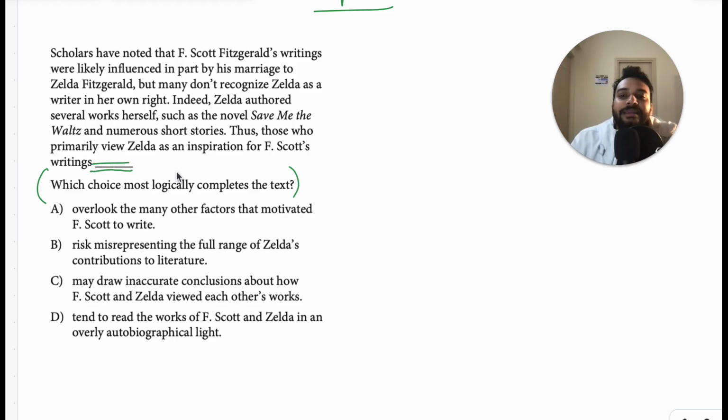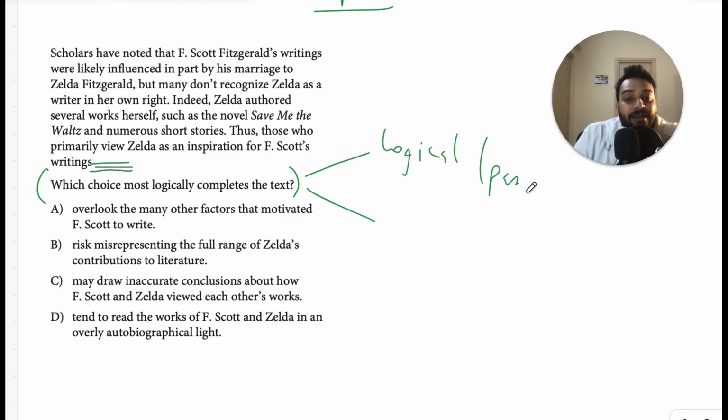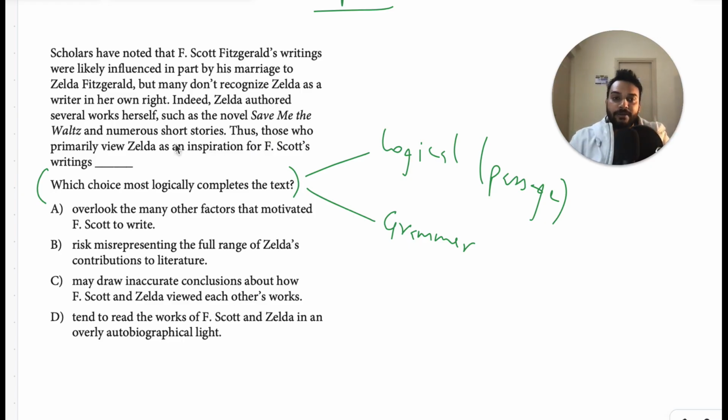Now, in this case, what should we do? Since they're saying it most logically completes the text, there are two requirements. One is logical, which means you would get the idea from the passage. And another big tool you can use is grammar. It should also stick to the grammar rules. When you put any option in this blank and read it in continuation with the last sentence, it should make grammatical sense as well.